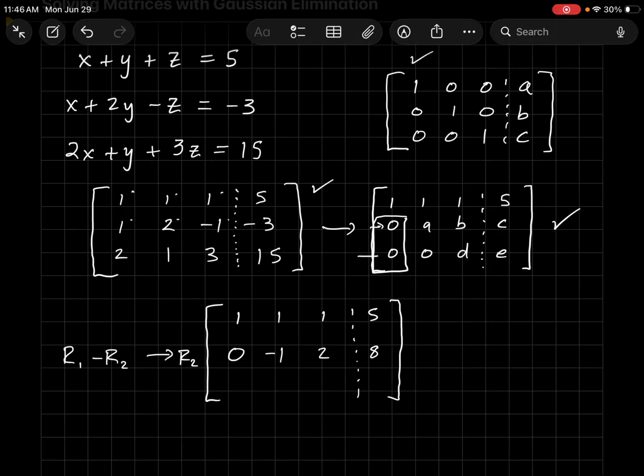Okay. I want a 0 in my third row and first column also, and I'm going to use a combination of row 1 and row 3. So I'm going to do 2 times row 1 minus row 3 becomes my new row 3. So this is what I do pretty much all the time because I know it'll work. I'm going to do row 1 with row 2 becoming my new row 2. Row 1 with row 3 becoming my new row 3. And hopefully I'll get a 0 in row 3, column 1. Let's see if it works.